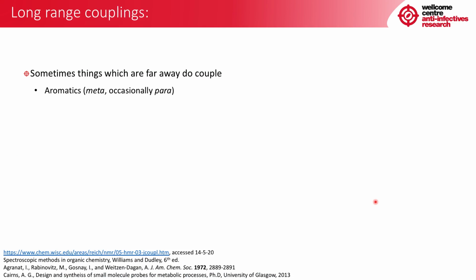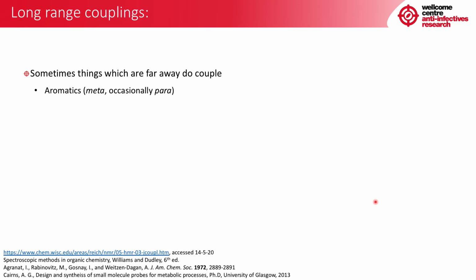Okay, sometimes things which are far away do couple to one another. We've given you as an approximation that for hydrogens, you're looking at 2 and 3 bond relationships really. Now, you're already familiar with the idea that there are exceptions to that rule. Aromatics, we usually see metacouplings if they're present. Sometimes we even see paracouplings. Those are 4 and 5 bond couplings respectively.